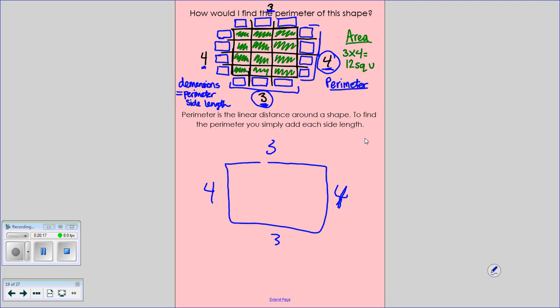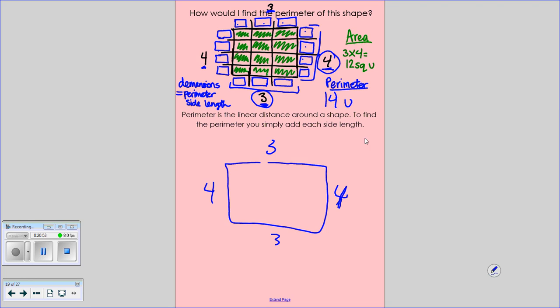Count up your perimeter boxes. Raise your hand when you know how many units, regular units, because we're not using the whole square. Count them up. Salem, what'd you get? 1, 2, 3, 4, 5, 6, 7, 8, 9, 10, 11, 12, 13, 14. Perimeter is 14 units.